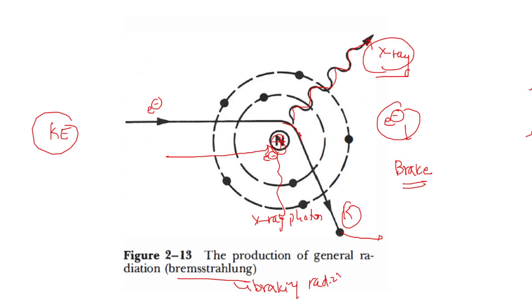Generally, the electron will undergo many reactions with multiple atoms before it comes back to rest. Each time the electron comes near the nucleus of an atom, it will release a small amount of energy as X-ray photons.